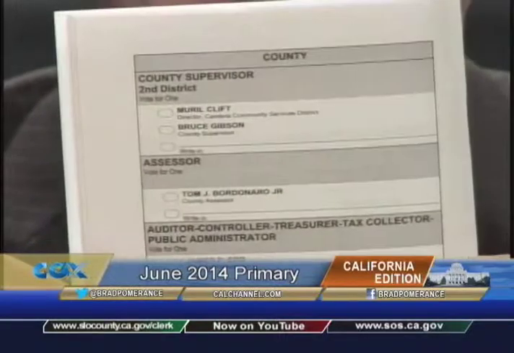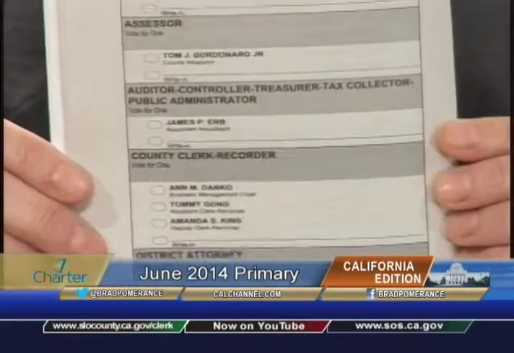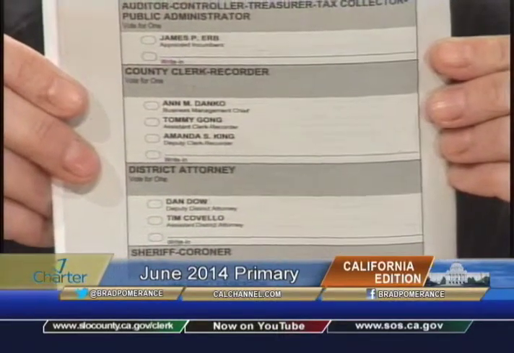So now I'm looking at the page for county, and I see county supervisor, county assessor, auditor controller, clerk recorder. Where are the party preferences? I don't see Democrat Republican there. Right, because those are nonpartisan offices, and that's always been the case. Because they're nonpartisan, we don't disclose what party affiliation the candidates are with, and that's something that's never changed.